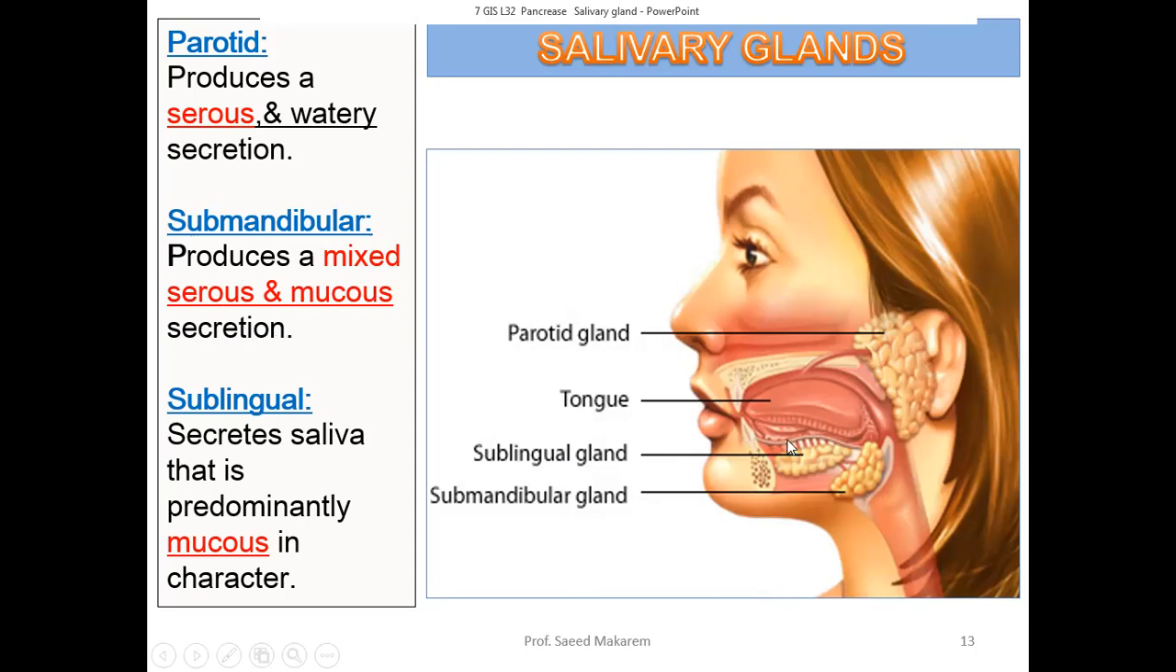Then we have the third gland. This is the sublingual gland, which secretes saliva that is predominantly mucus in nature. So the sublingual gland is mucus, the parotid is serous, and the submandibular is mixed.